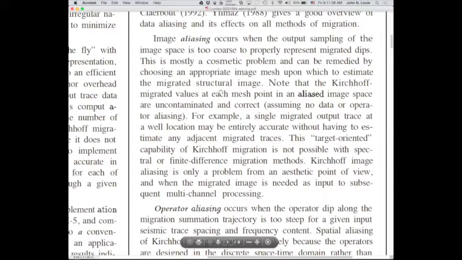Okay, so you know what Lumley says here. This is what he calls a target-oriented capability of the Kirchhoff migration, and that's not possible with spectral or finite difference migration methods. They will alias in their images, even independently of all these other aliasing problems. So the aliasing that we get in spatial and time domain Kirchhoff images is really only an aesthetic problem, and it's easily solved.